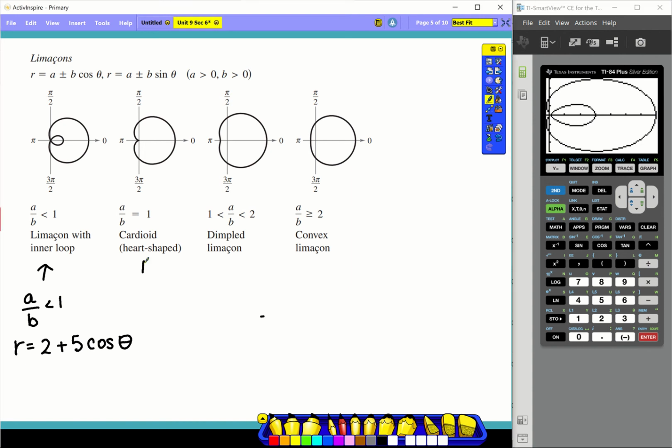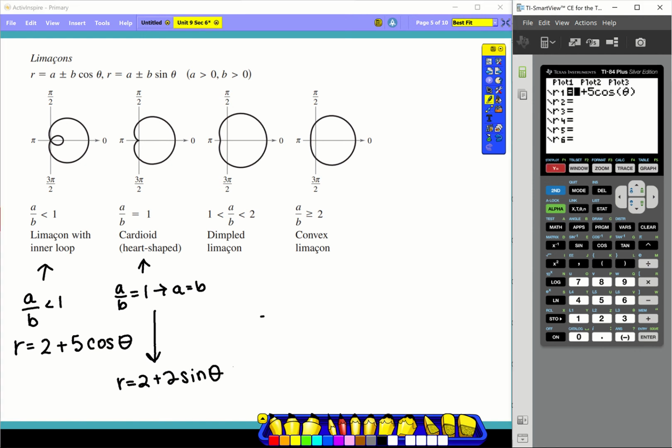Now what about a cardioid? So our A and our B have to equal 1, so that A has to equal B. So I'm going to take now sine. r equals 2 plus 2 sine theta. We'll try that one. All right, now let's see what this looks like. Zoom, 0. Oh, look at that. A cardioid.